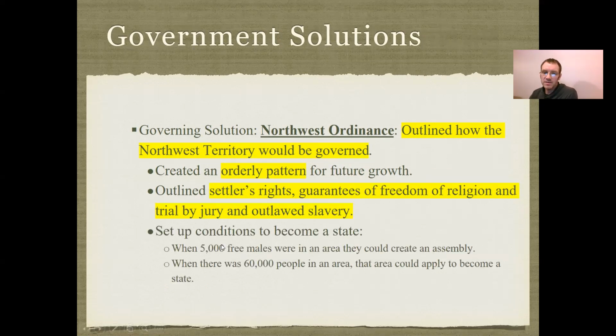And then once you have 5,000 men that are free, you can create an assembly. And if you have an assembly, your territory in that area can have some of its own laws. And once you had 60,000, you could become a state. So that's what they did. It worked really well. We have our territory split up into our 40, 80, 160 acre chunks. We have our 1 mile square plots. We have our 6 mile square townships like El Paso or Ellsworth or any of those. So that was definitely a success.